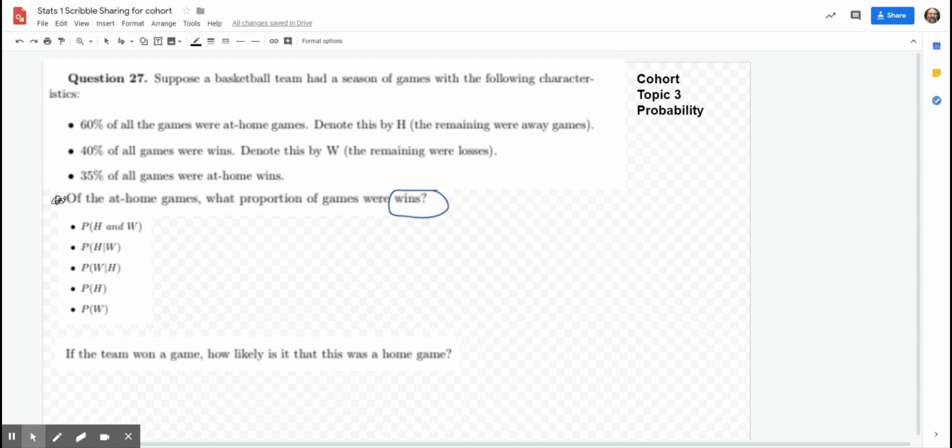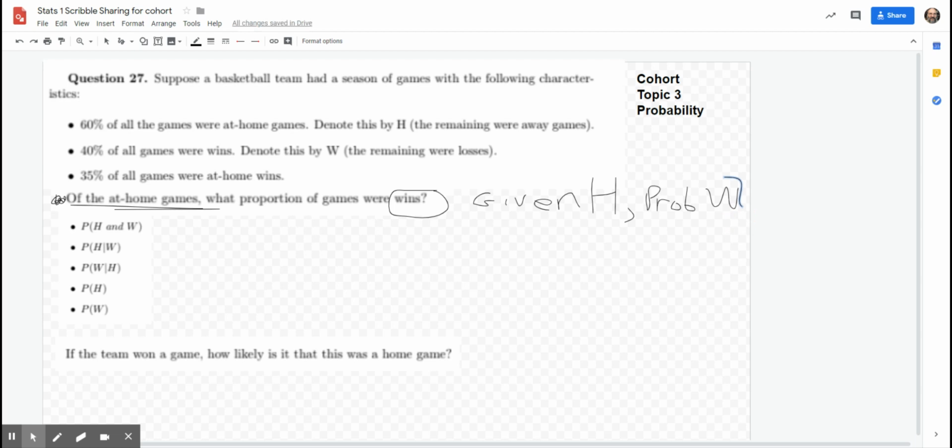But it's not just that 40% of all games. It starts with, of the at-home games. That's another way of saying, given it's an at-home game, what's the probability there was a win? So pardon my slightly scratchy handwriting, basically we can translate this as, given a home game, you're being asked for the probability of W.